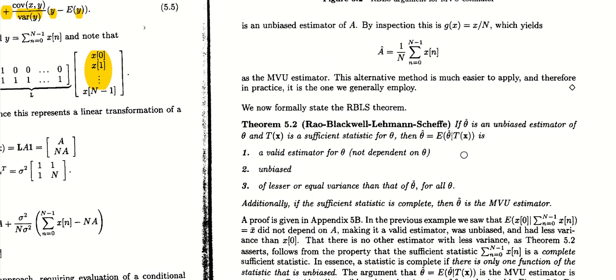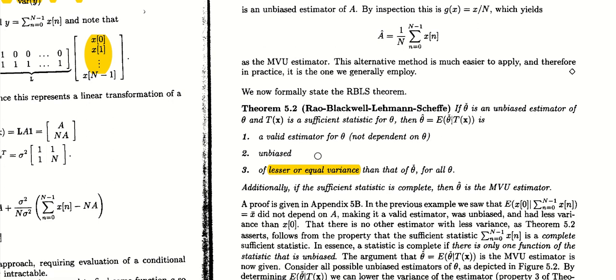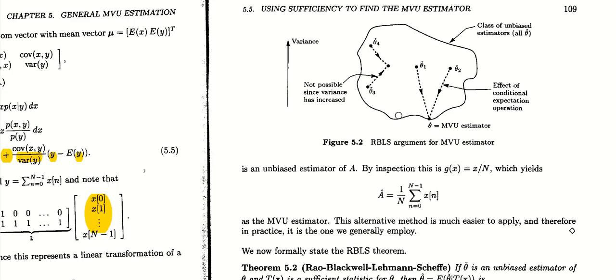What that means is if you take a theta check, then theta hat is better. It has lesser or equal variance, so you are taking this theta hat to be better than this theta check. Then you do it again and again, and you get a better and better estimator, and it's unbiased. So let's take a look.